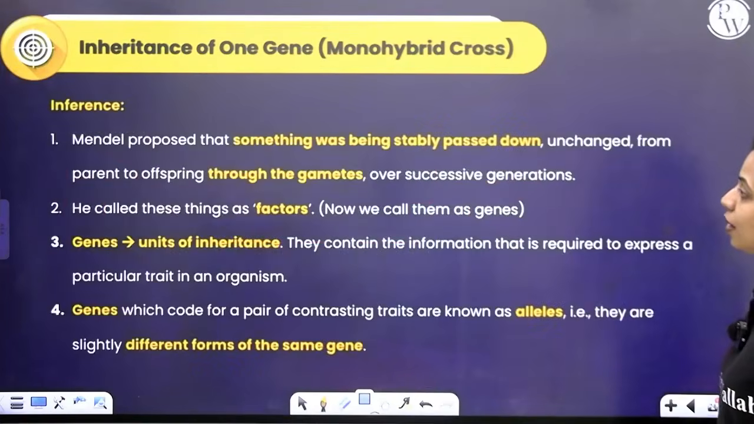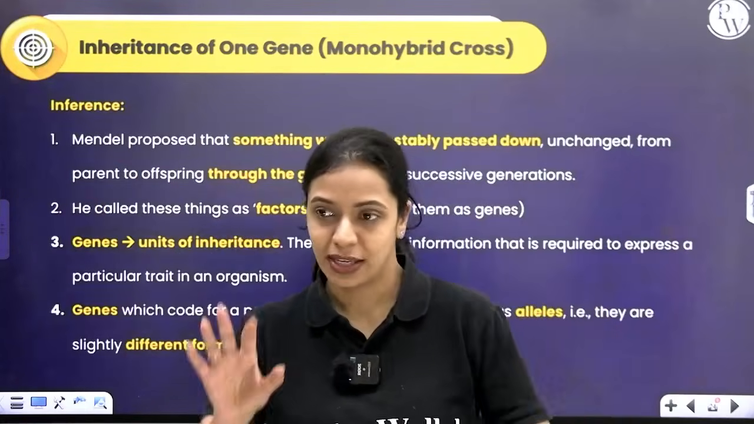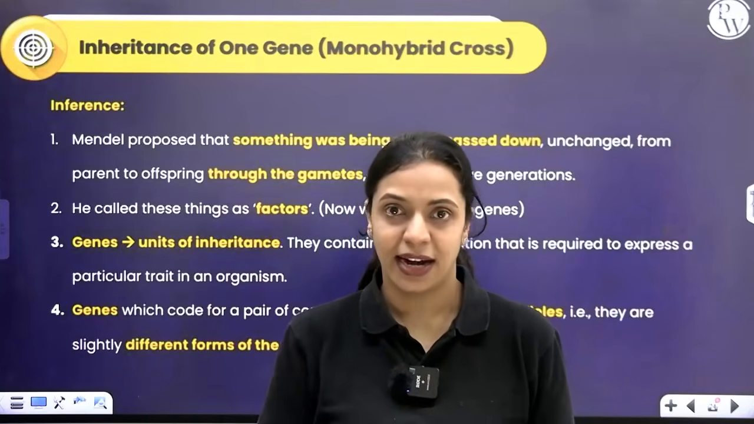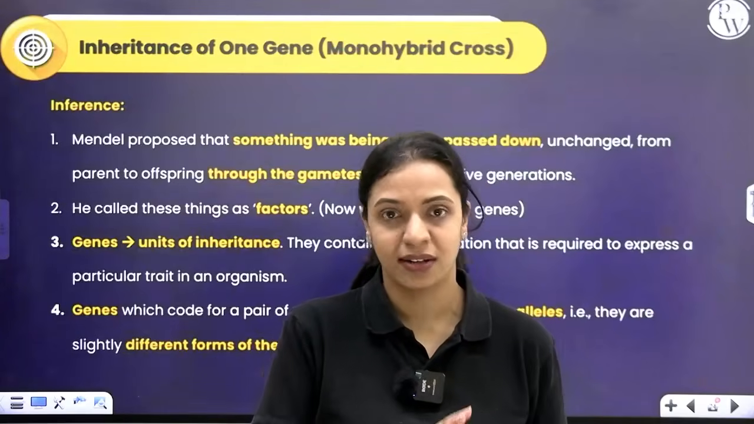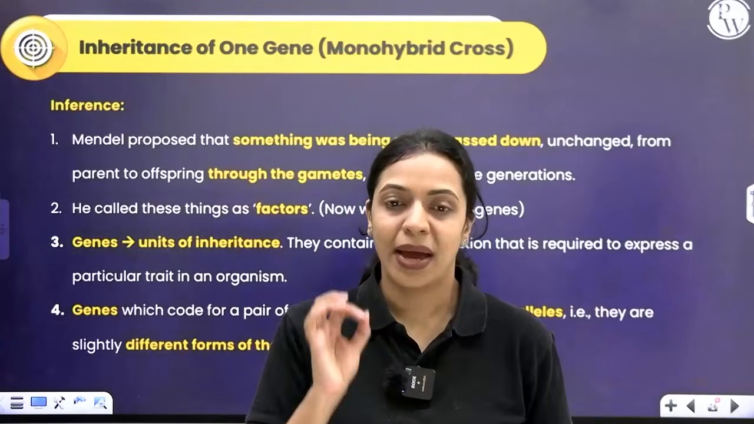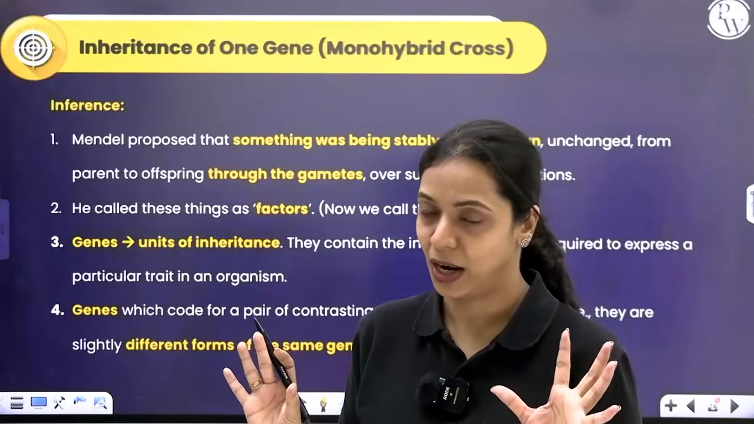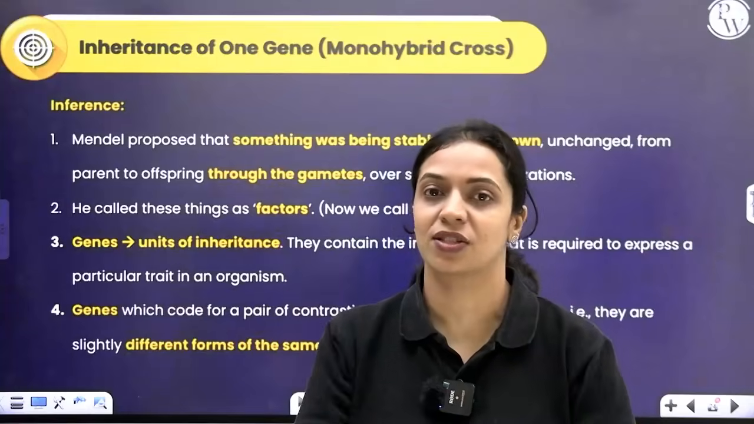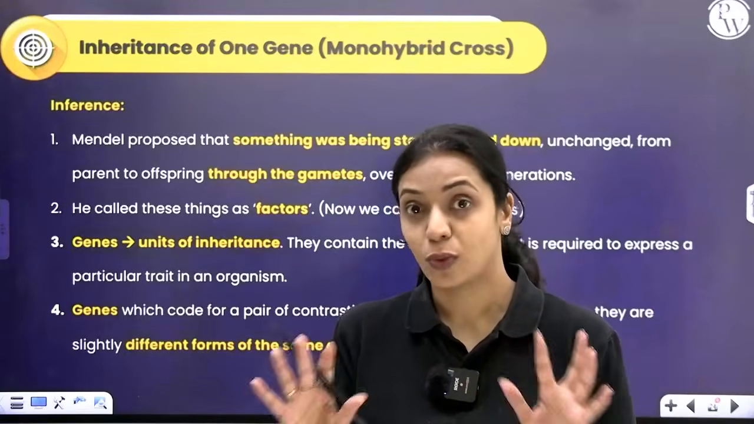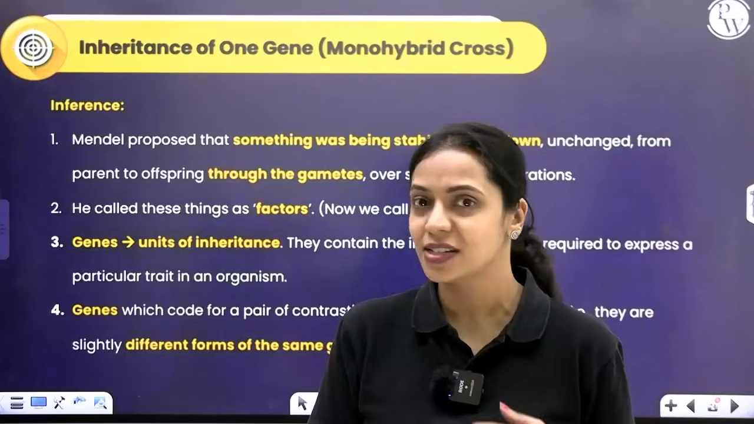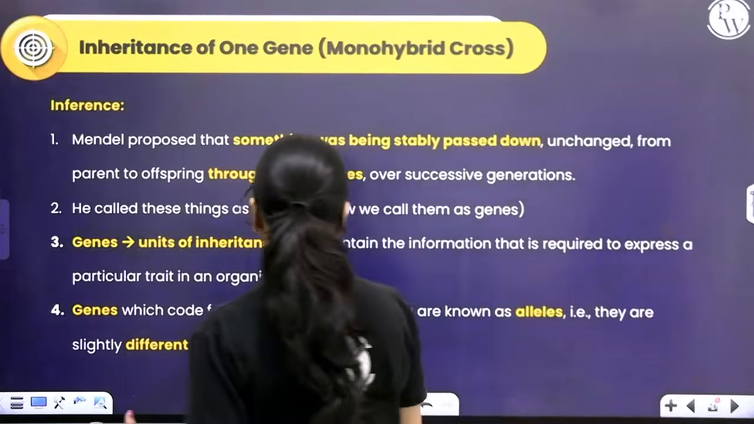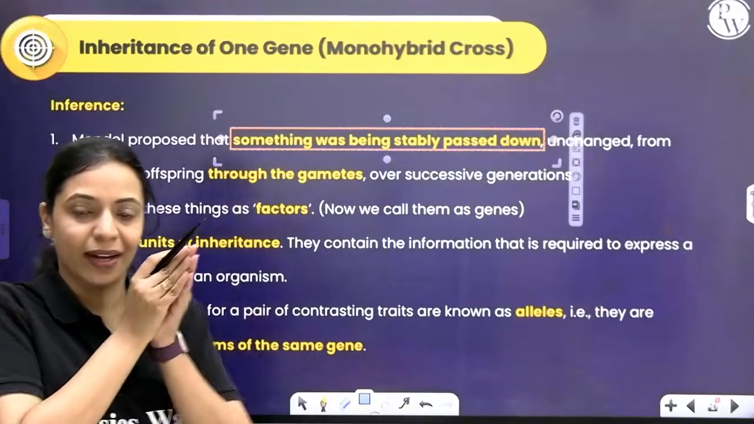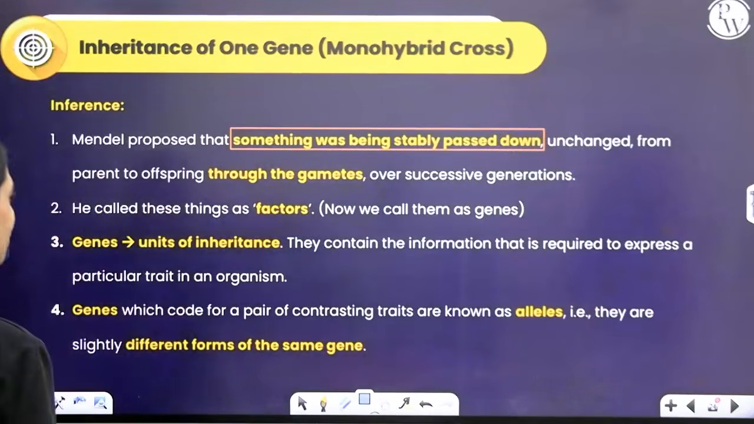Now, what did he infer from his experiments? Okay, he performed the experiments, he made these three observations. What did he understand and what did he infer from those results? Firstly, Mendel said that there is something in the parent plant which is getting passed on as it is, unchanged, to the next generation. There is something, we don't know what that is, we don't know if it's DNA, it is chromosome, what it is, he does not know. He said that there was something that was being stably passed down, unchanged, exactly as it was in the parent, to the next generation.